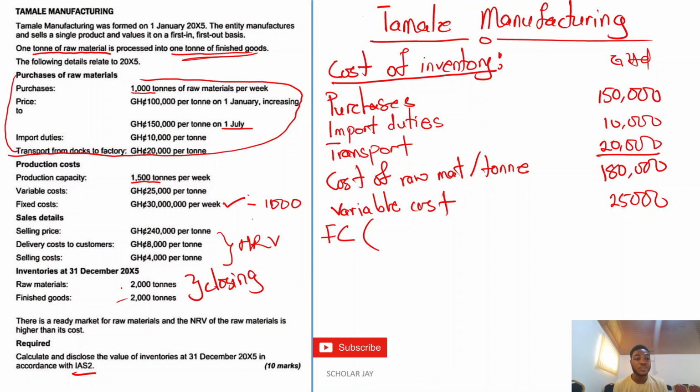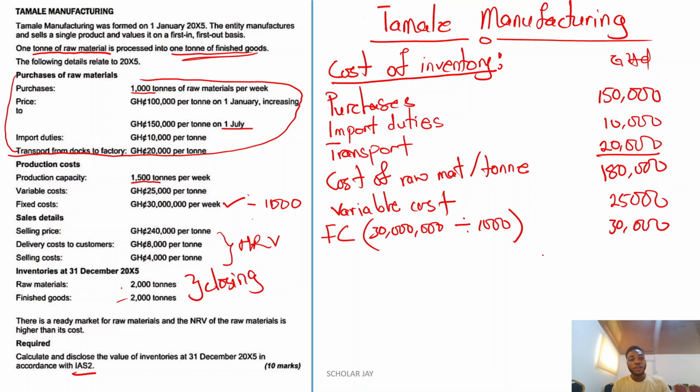So we are using the purchases. Why? Because they said 1 ton of raw material is processed into 1 ton of finished goods, and every week they purchase raw materials of 1,000 tons. So that was what helped us. So we are going to have 30 million divided by 1,000. Do you agree? All right. So 30 million divided by 1,000 will give us 30,000 per ton.